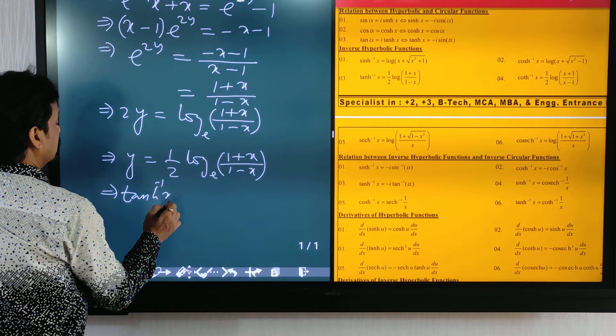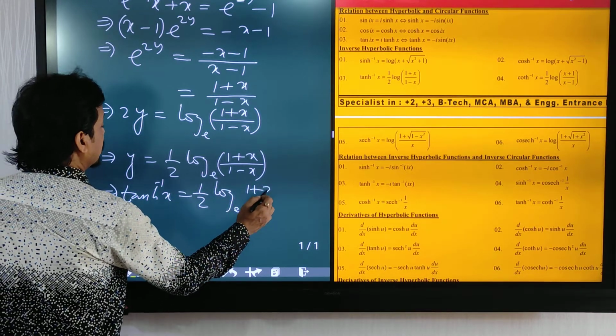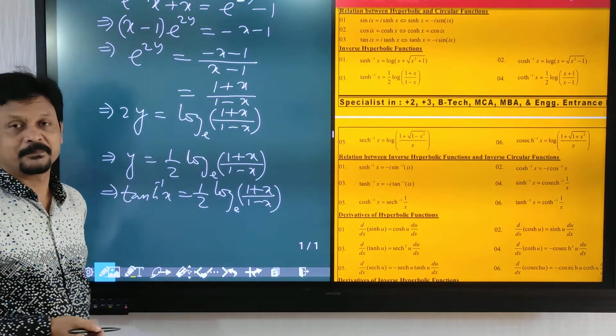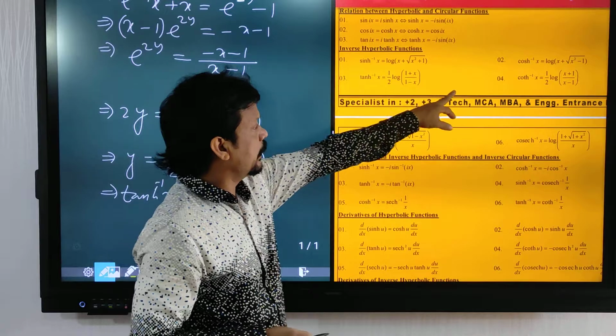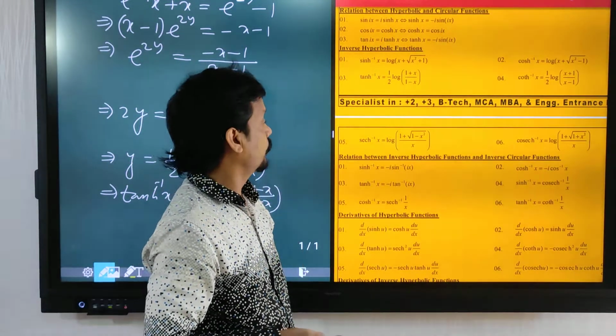tanh inverse x is equal to half log base e of (1 plus x) by (1 minus x). This is your formula. Similarly, you can derive the formula for coth inverse x.